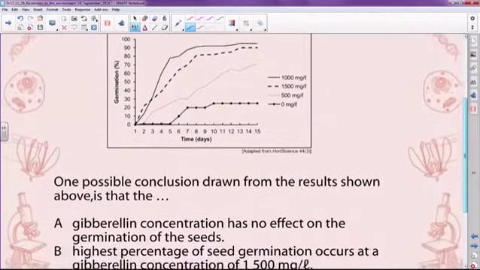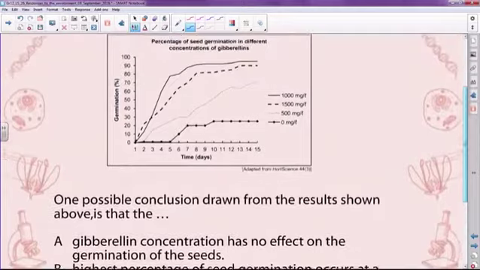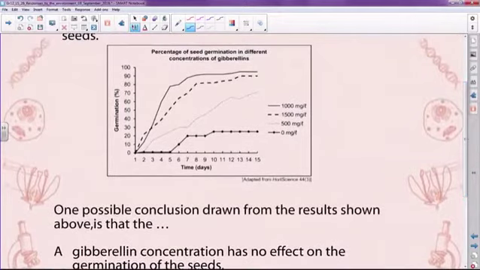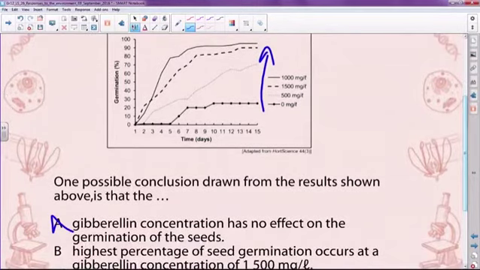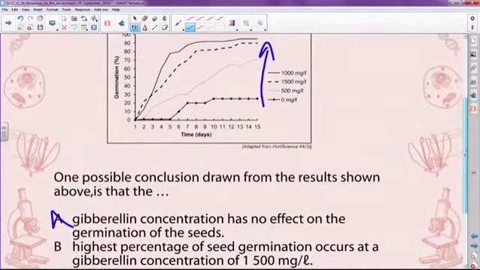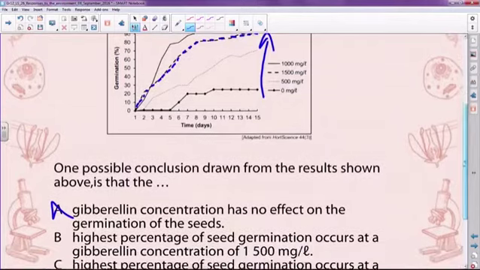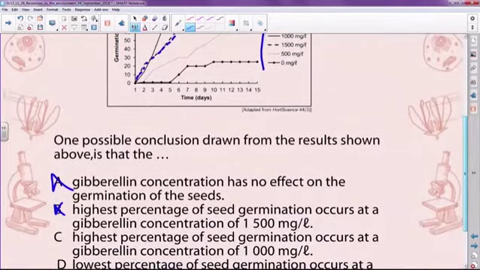The first one, gibberellin concentration has no effect on the germination of seeds. Of course it does. Look how the germination of seeds has increased. So yes, it has. So we definitely know A is not there. If we have a look at B, the highest percentage of seed germination occurred at a gibberellin concentration of 1,500. 1,500 is the dot. So there it goes. One beats it. So it's definitely not that one.